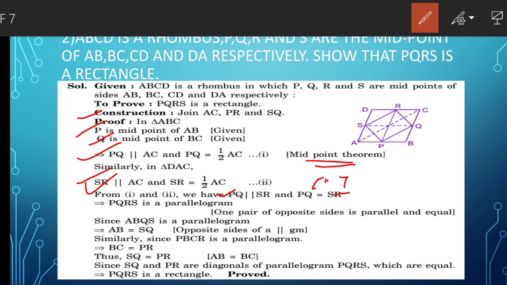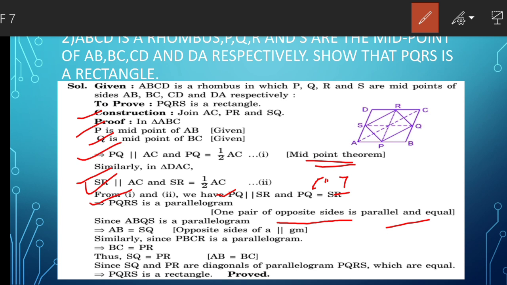But this statement, PQ is parallel to SR and equal to SR, states that it is a parallelogram. So we can conclude that PQRS is a parallelogram. The reason is a pair of opposite sides is parallel and equal. So it is given that ABCD is a rhombus. Now ABCD is a rhombus means it is also a parallelogram.